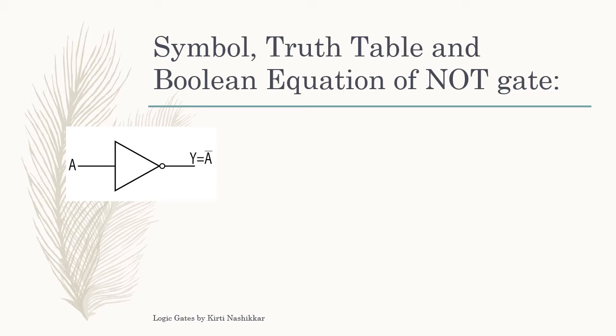So this is the symbol of NOT gate, where you can see a bubble over there. This bubble itself indicates the complementation of the input. So if we are giving one input as A, then the output that we are getting is the complement of that input, which is represented by A bar, as you can see here. So this A bar itself means the complement of the input.